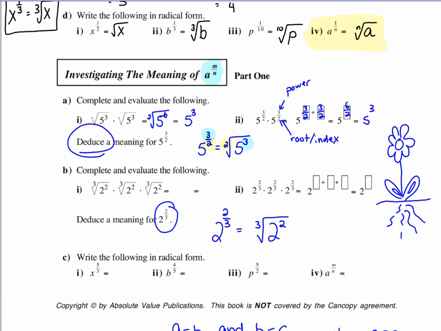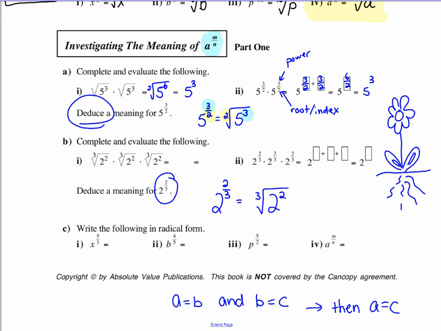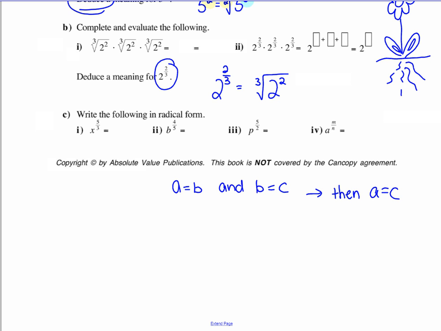Okay? Oh, no, let's go back. The very bottom there, we're going to write those as radicals. So, x will go inside. Where does the 3 go? Index. Where's the 5? Would be your power. Power over root. Okay? B to the power of 4/5 would be, is it 4th root or 5th root? 5th root of b to the power of 4.